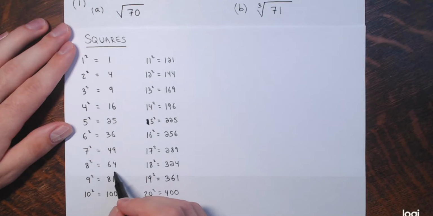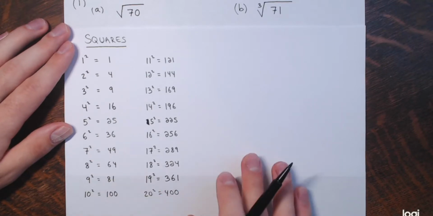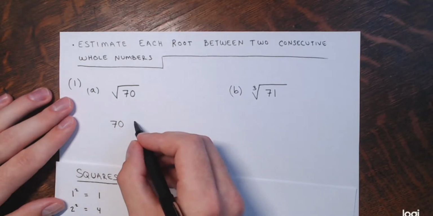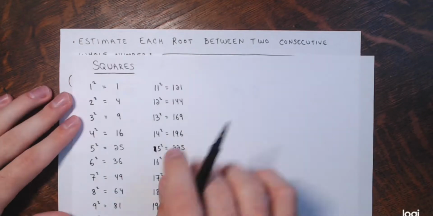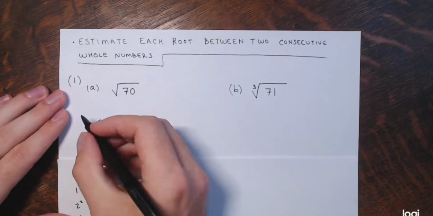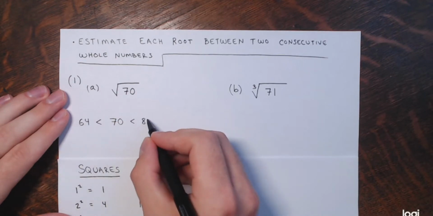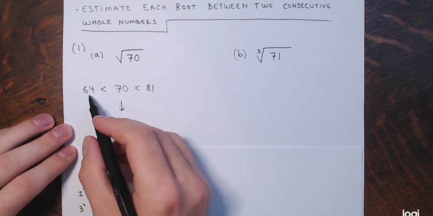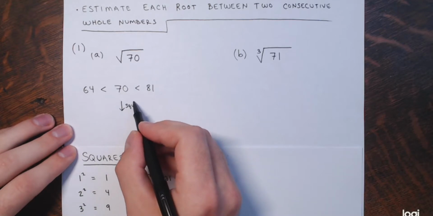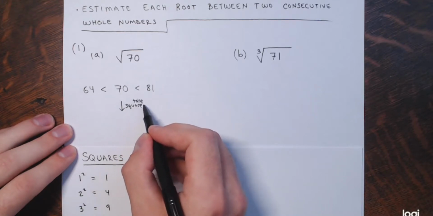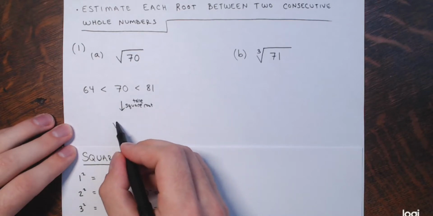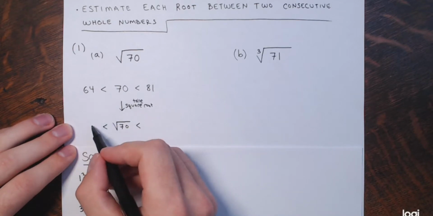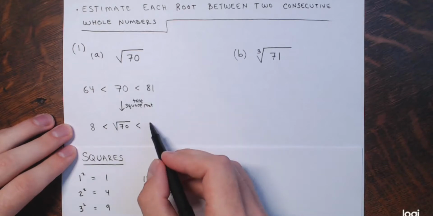70 falls between 64 and 81. So I'll write that here, a little inequality. 70, the radicand, is between these squares, 64 and 81. And then taking the square root throughout, we would have the square root of 70 must be between the square root of 64, which is 8, and the square root of 81, which is 9.